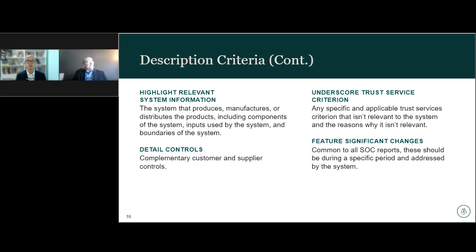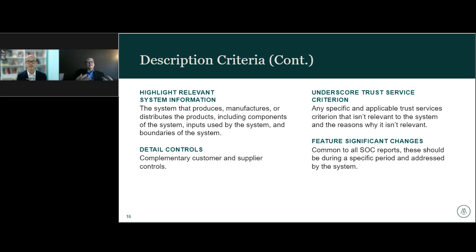Other parts of the description criteria include relevant system information. We're going to talk about your manufacturing system, your controls around that, the inputs to your system, and the boundaries of your system. We'll talk about controls that are necessary by both your vendors and your customers for your controls to work. Some of these things include, let's imagine that you have a key widget that needs to be prepared, that needs to be manufactured to a certain specification, and you purchase that widget from another manufacturer.